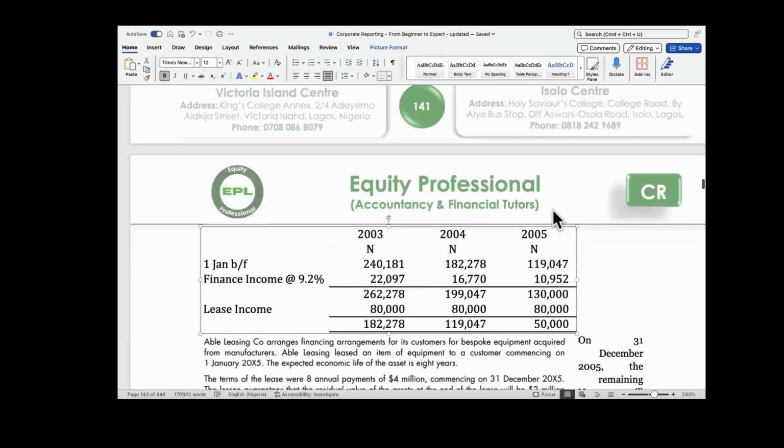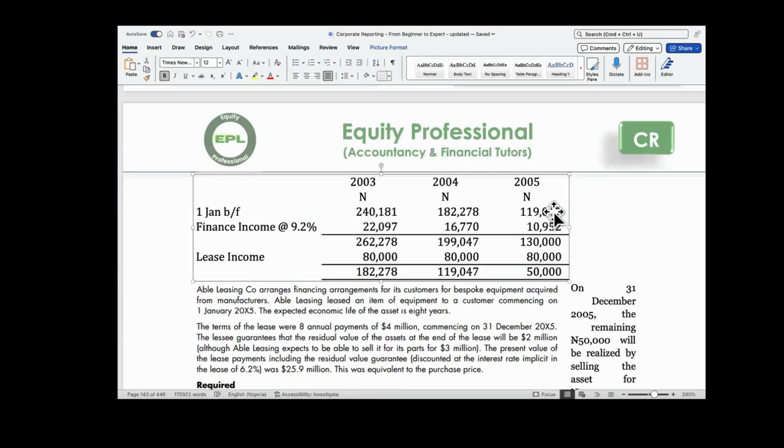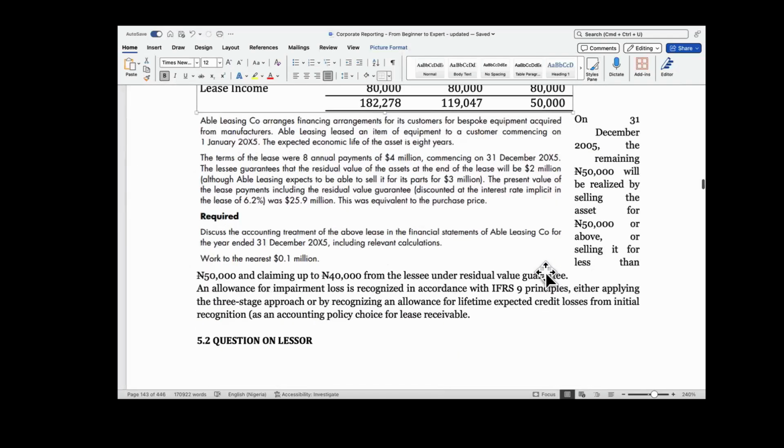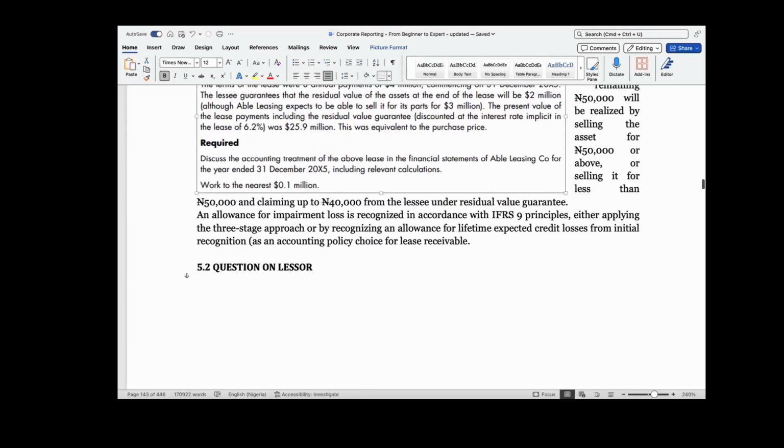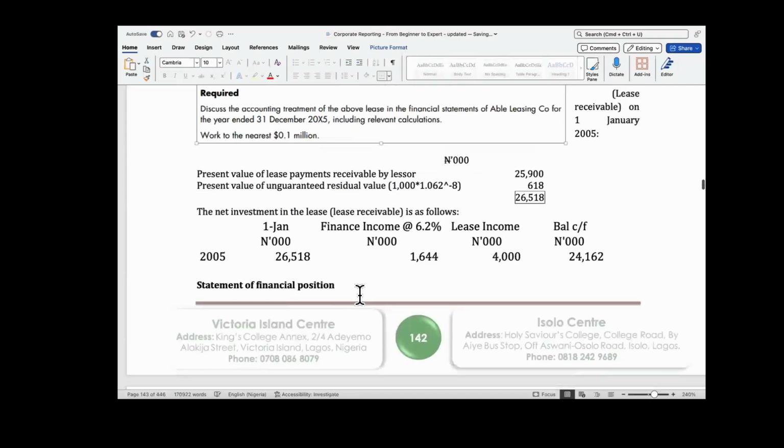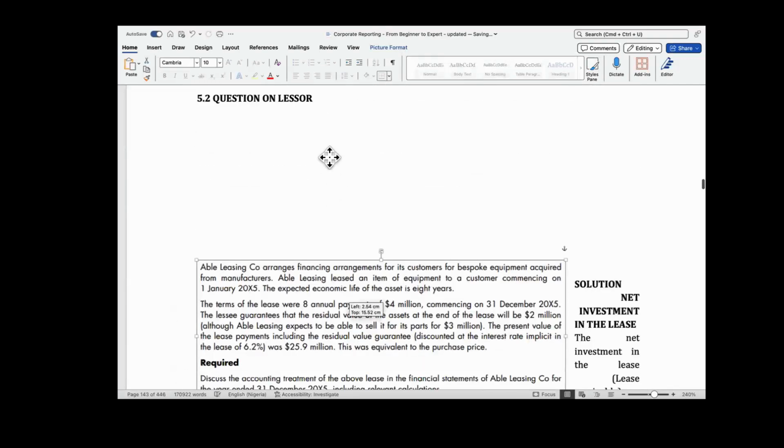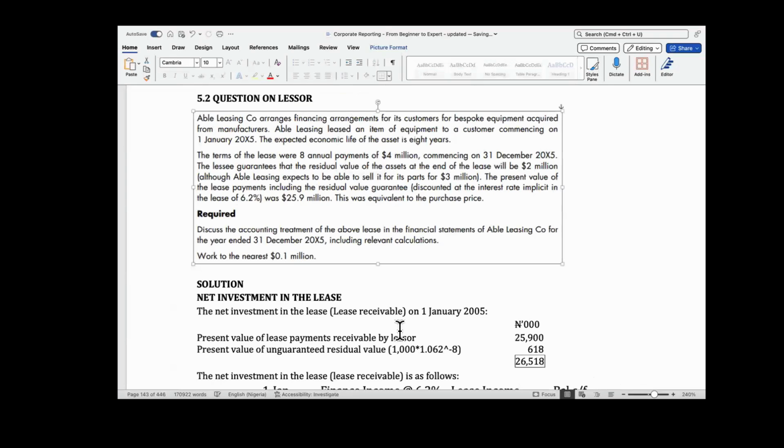The other thing is this. In the exam, you need to know what goes to P&L. From this table, the only item that goes to P&L is the finance income in each year. The balance at the end goes into your non-current assets as lease receivable, or net investment in the lease. So that is all for that question.